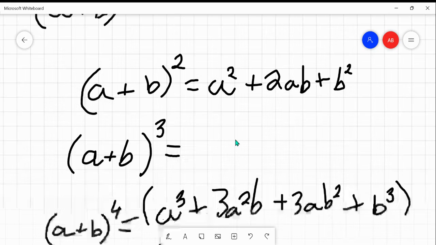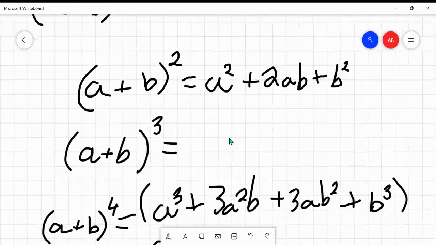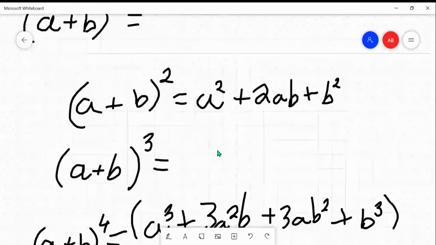So here you've got this. If you notice, A's power is decreasing. Here it's A to the power 2. Here it's A to the power 1. And here it's A to the 0. Anything to the 0 is 1, so it's just B squared times 1. That's why it's just B squared.